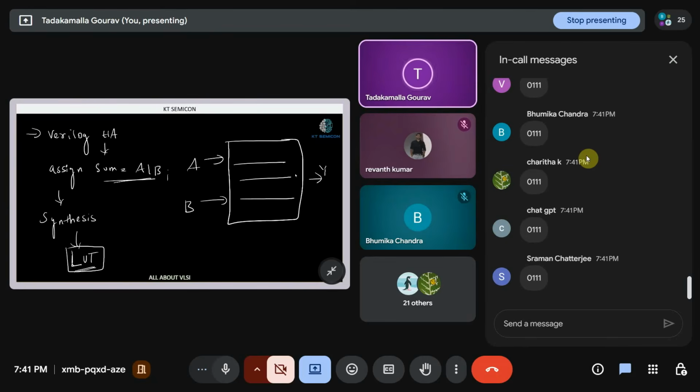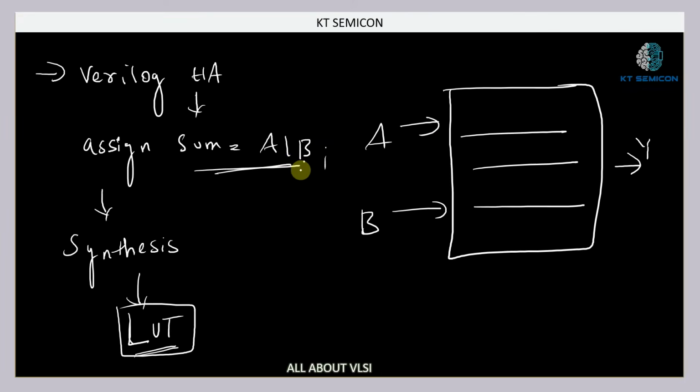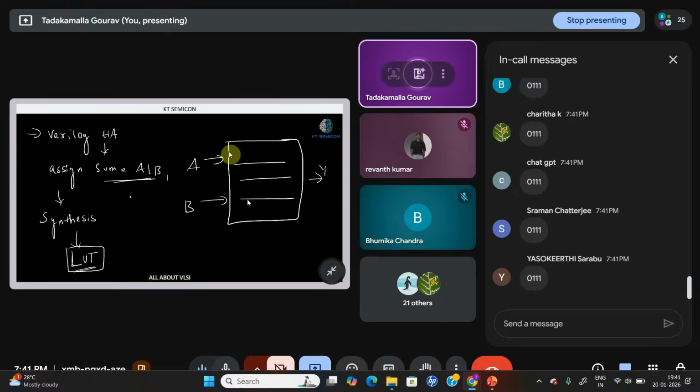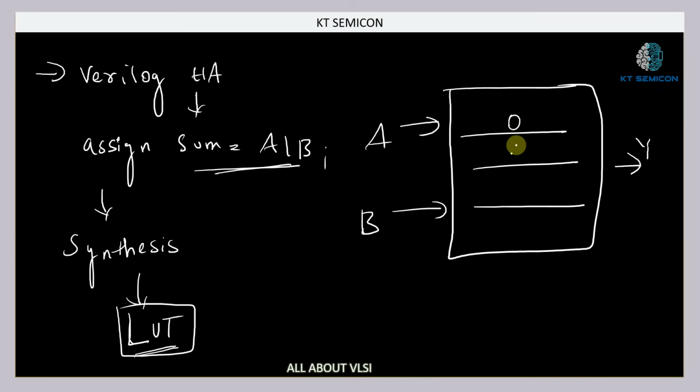Exactly, 0 1 1 1. Say by mistake I don't remember the code for a half adder in my exam, so I've simply written assign sum is equal to A or B. The compiler doesn't know anything. It just checks the syntax, and the tool is going to synthesize and convert it into LUT based logic, right? Now it is going to fill these locations accordingly.